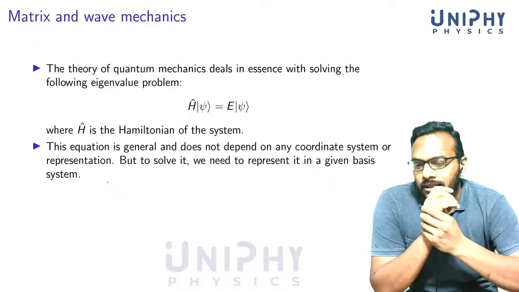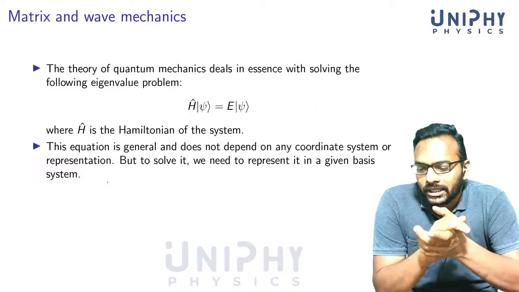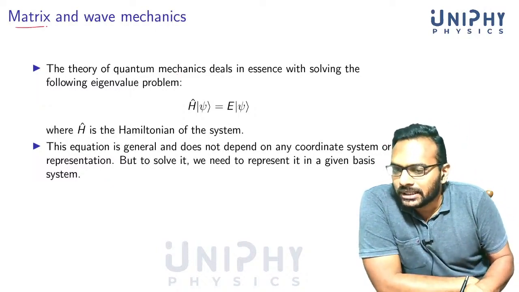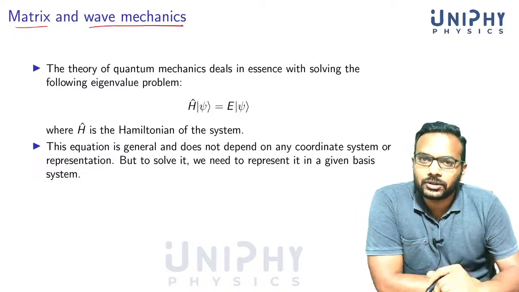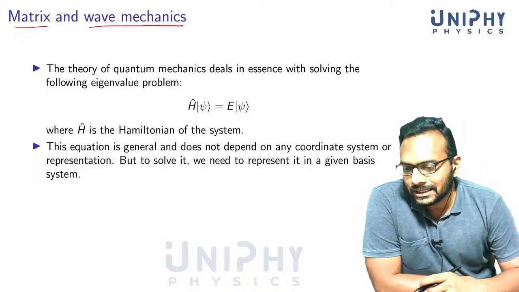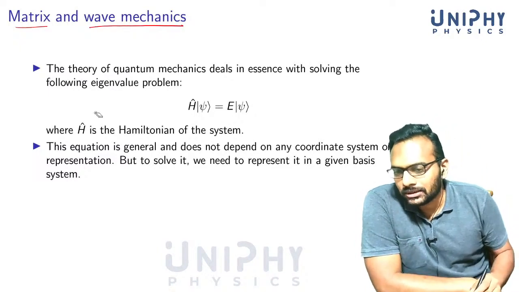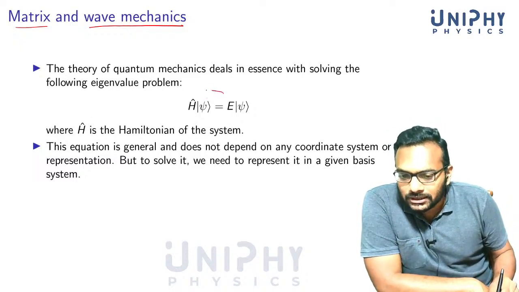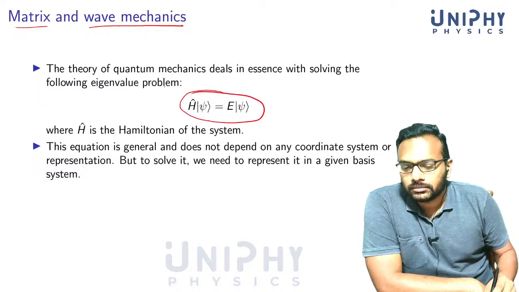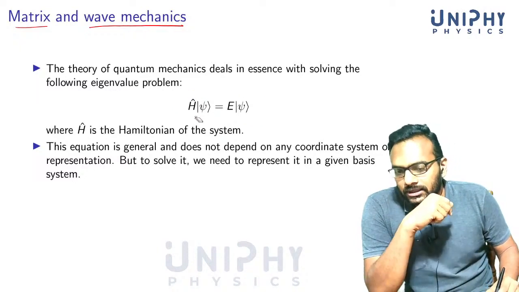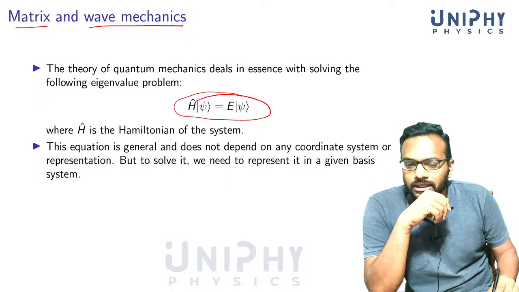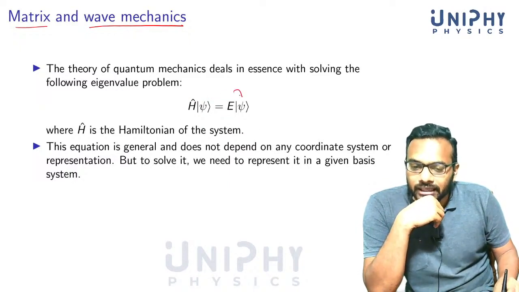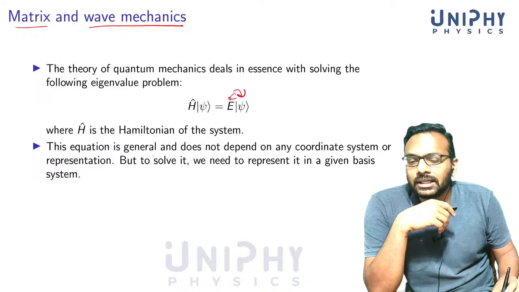Now I hope these two problems have somewhat clarified some of the things that we discussed in the postulates. In order to wind up, in the beginning I had said that there is matrix and wave mechanics: matrix mechanics due to Heisenberg and wave mechanics due to Schrodinger, and some people are interested in this, so I'll just give a note on it. The theory of quantum mechanics deals in essence with solving this eigenvalue problem. What are the possible energies of the system? We are worried about finding the eigenvectors and the eigenvalues.